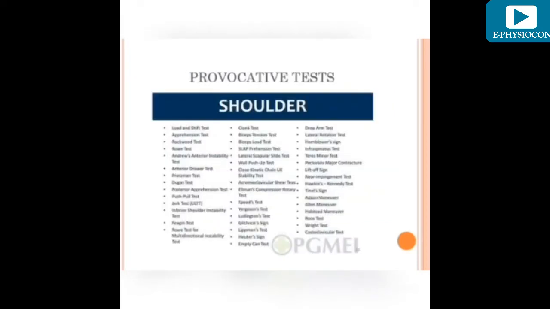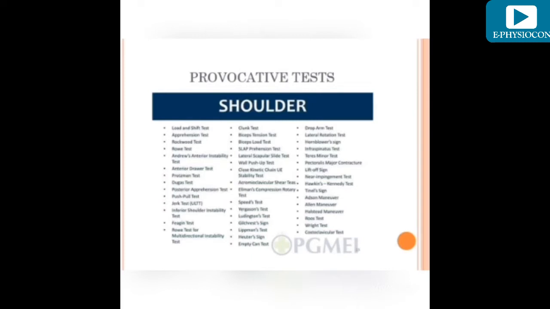Next, provocative tests. There are many provocative tests for many of the shoulder conditions. For each shoulder condition we have nearly 8 to 10 tests to perform, but in general we'll see 3 to 4 tests minimum for every shoulder condition. So I can't explain each and every special test for these shoulder conditions here.